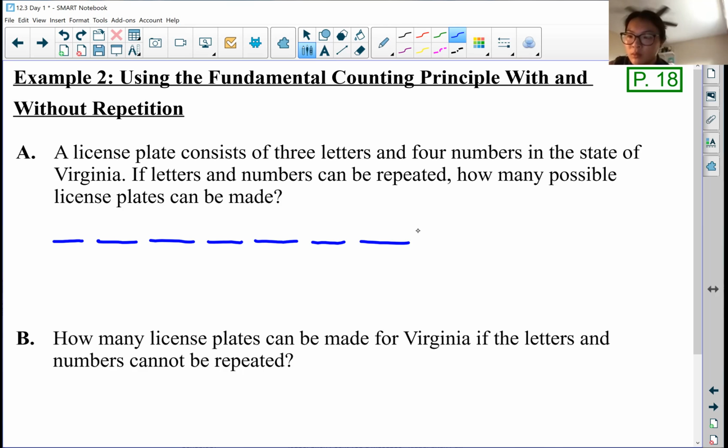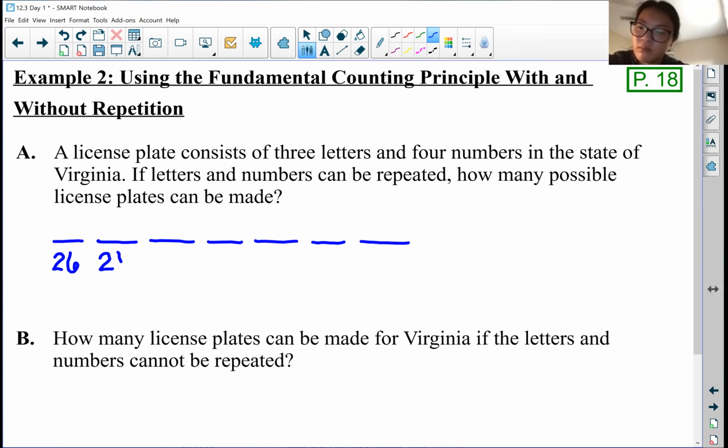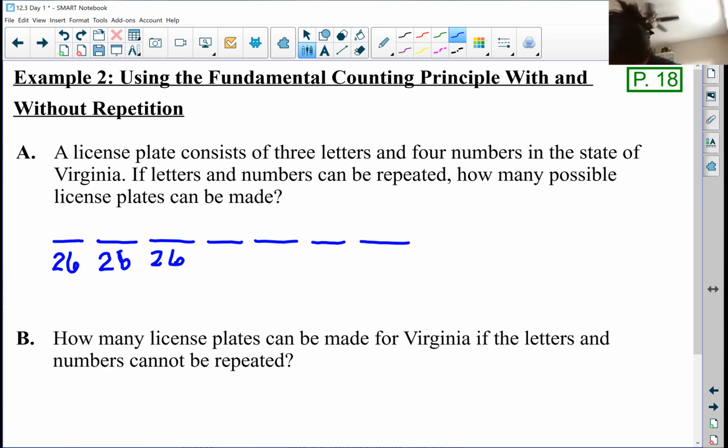Yeah, 26. 26 letters to choose from. And if letters can be repeated, how many choices do I have for the second letter then? Still 26. Yep. And what about for the third letter? Still 26.